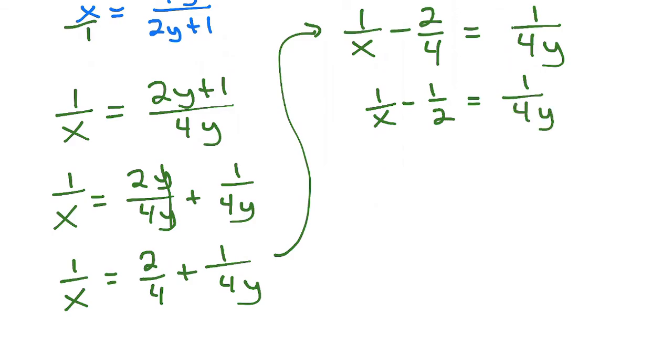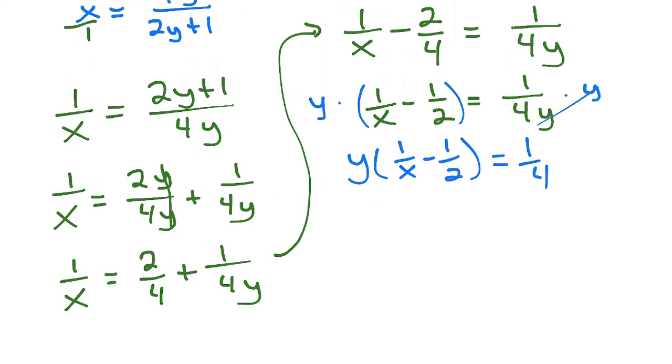So I need to get that y out of the denominator. I'm going to multiply both sides by y. Multiply that side by y, multiply that side by y. I'm not going to do any distributive, but what that's going to do is get rid of it for me. So y times (1 over x minus 1/2) equals 1/4. Next thing I'm going to do is divide by all that stuff in parentheses. And I know it looks messy, but that is my answer.